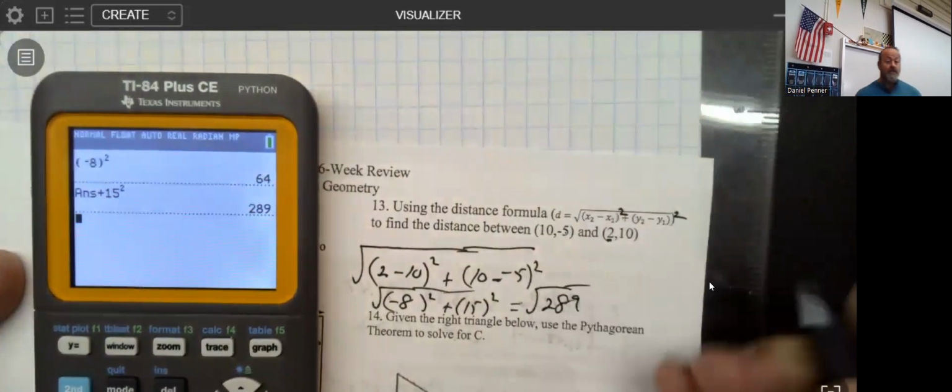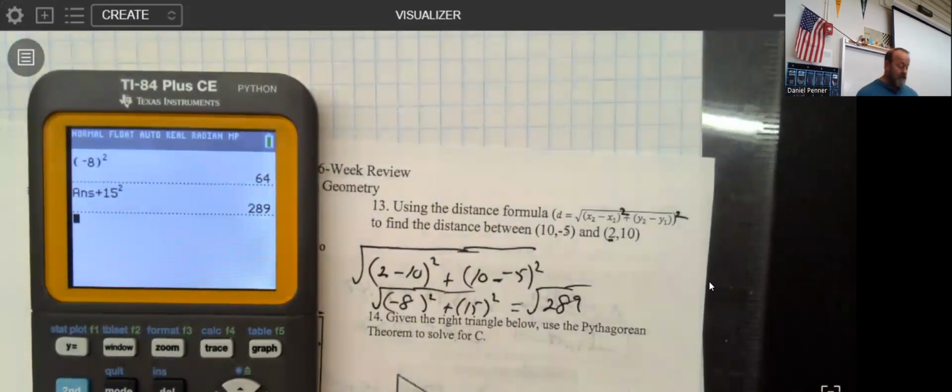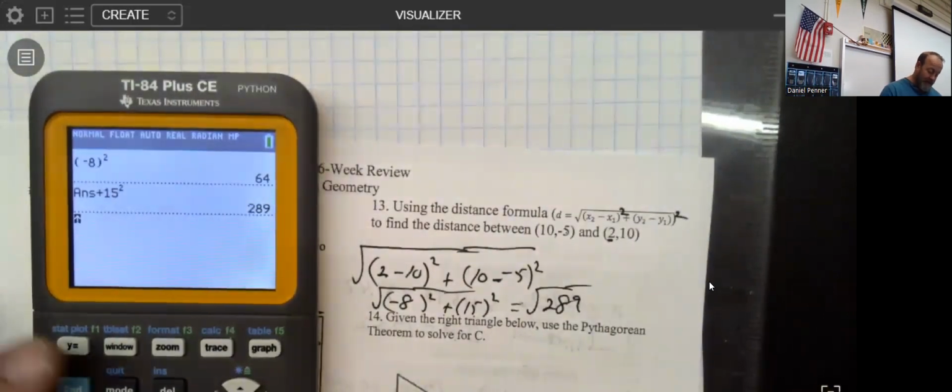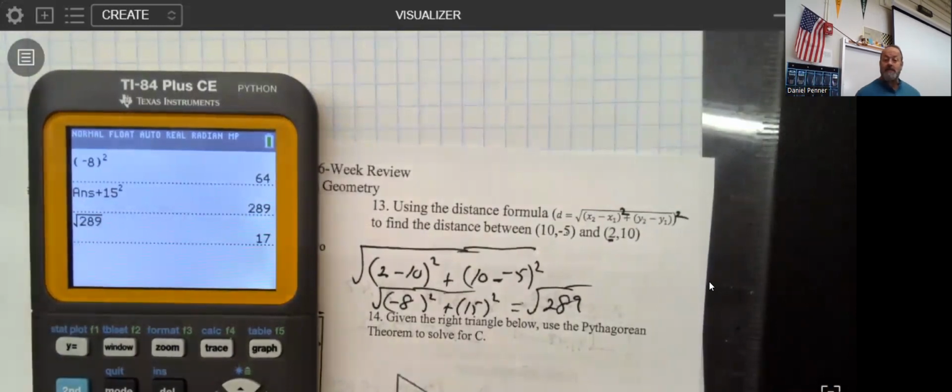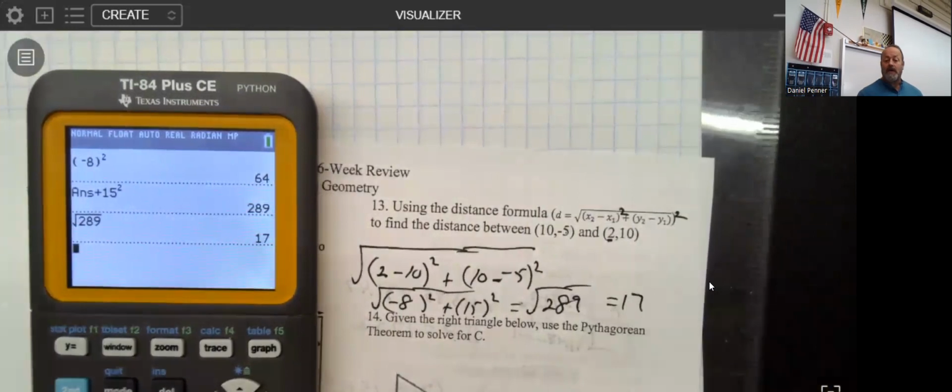Now, that doesn't mean they're 289 units apart. It means it's the square root of 289. And that's a very nice answer, 17. So the distance between those two values is 17 by the distance formula.